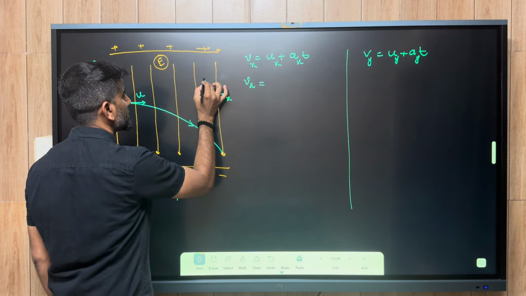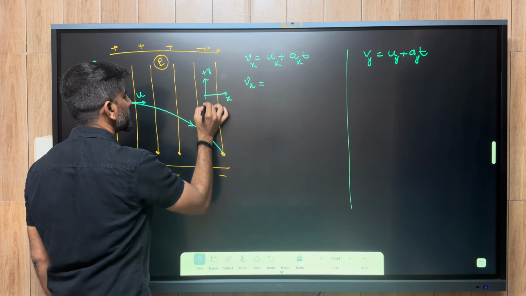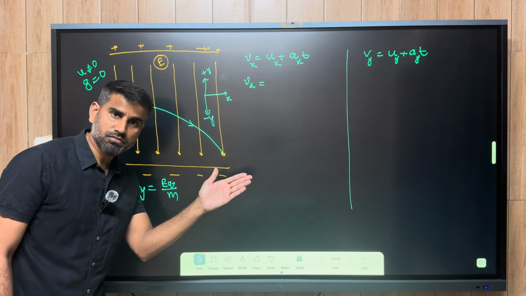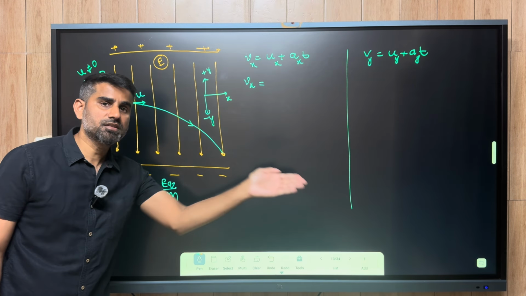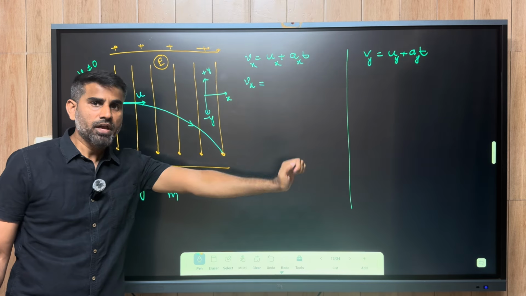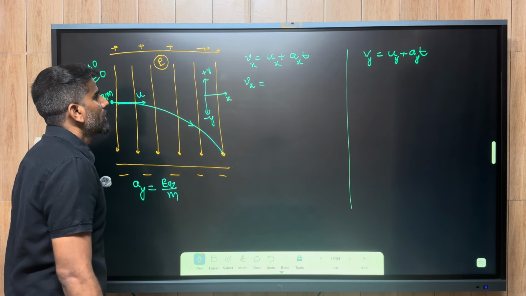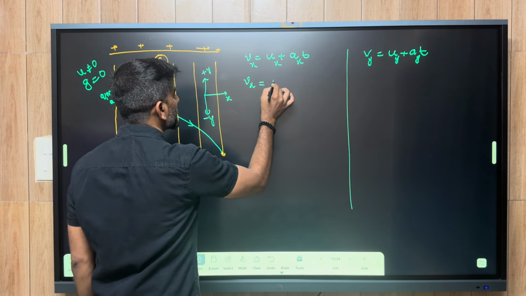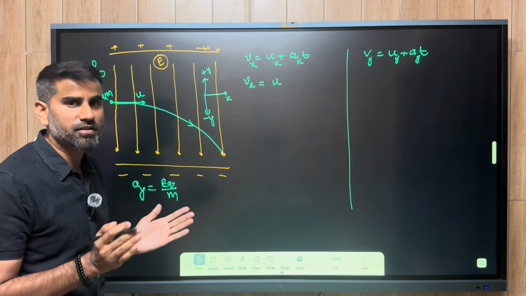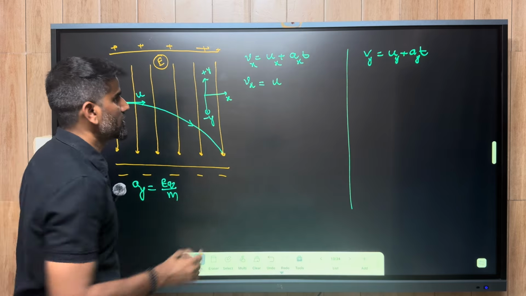So this is the x-axis, positive y, and this is negative y, right? I have projected the charged particle along the x-axis. That means the initial velocity is pointed in the positive x direction. So Ux is nothing but u. I have already mentioned u is not equal to 0. That means there is an initial velocity along the positive x direction.